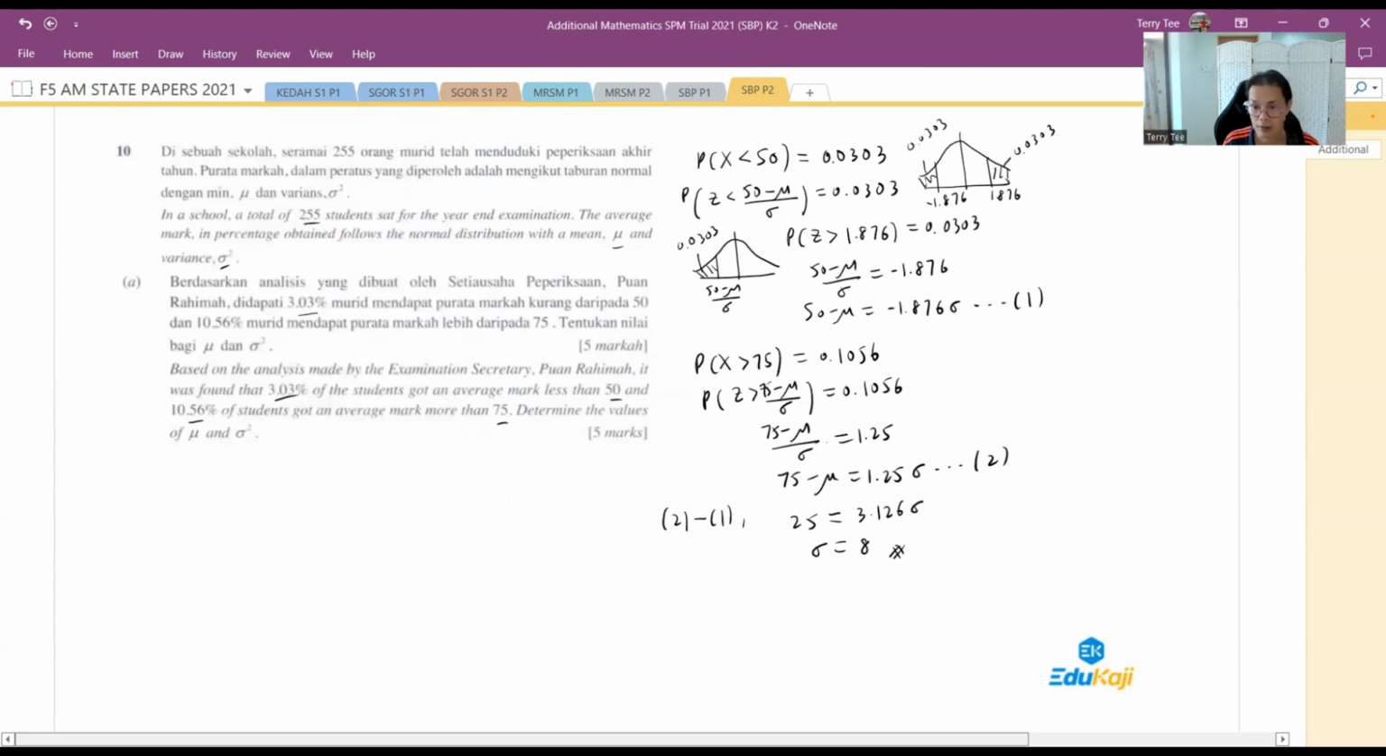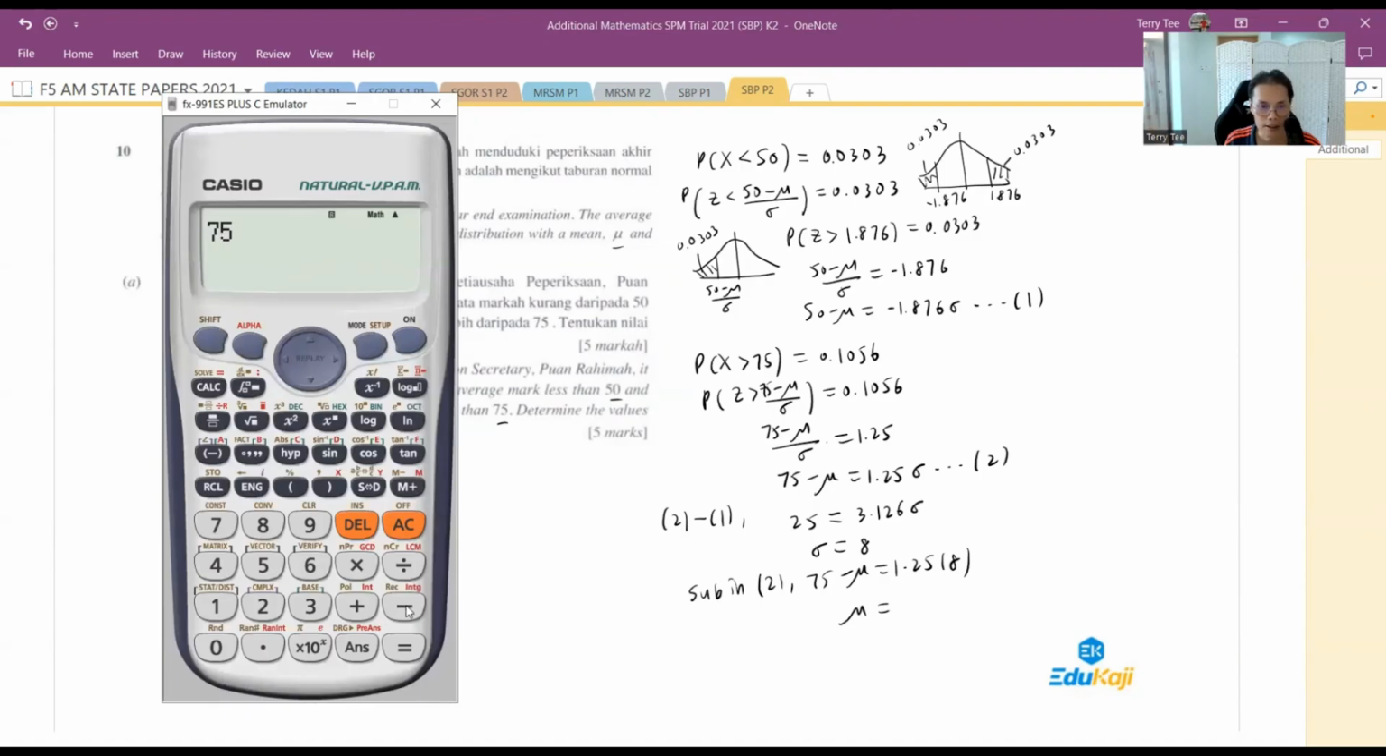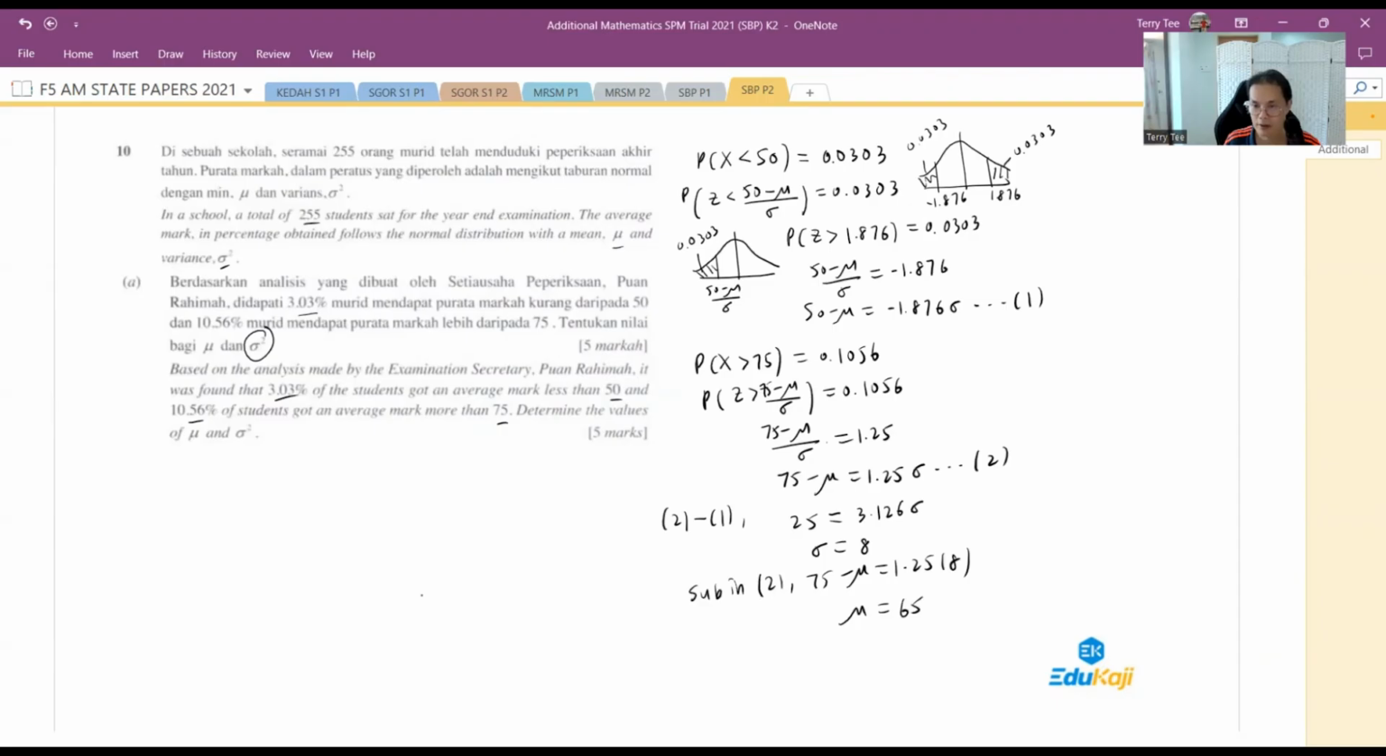Yeah, this one is to the nearest integer. However, we are finding variance, not sigma. But first we sub inside equation number 2. 75 minus mu equals 1.25 times 8. Let's find out our mu. Take 75 minus 1.25 times 8. I got 65. Mu is 65, right? And your variance is now 8 squared, which is 64. Okay, I got my mu and I got my variance, not standard deviation.